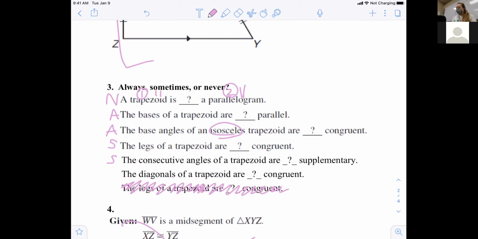That one is sometimes. What if I had said the diagonals of an isosceles trapezoid are congruent? What would you say? Always. Do you see how that isosceles throws a lot of always in there? And if I don't say isosceles, we have to do sometimes. Good, good, good. All right.